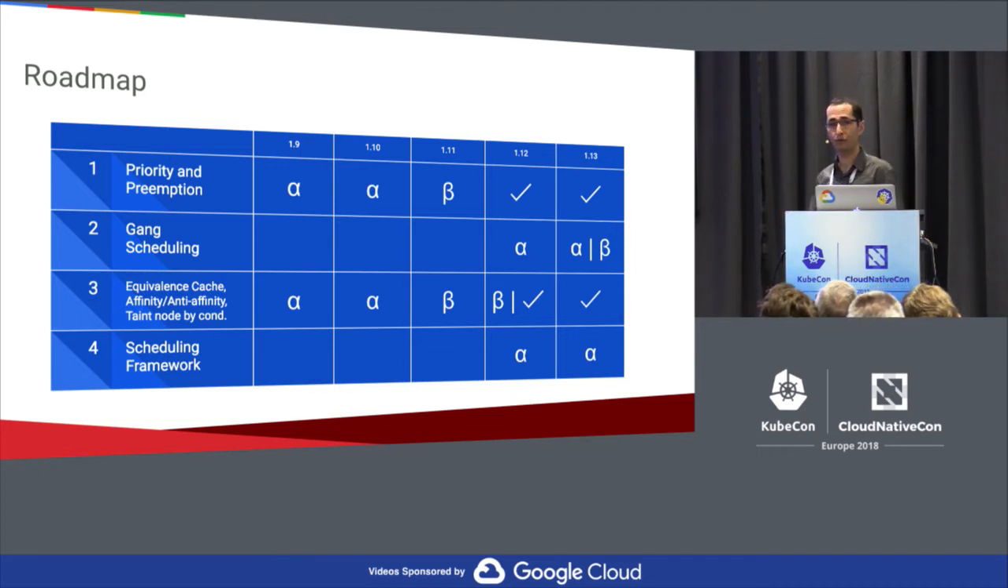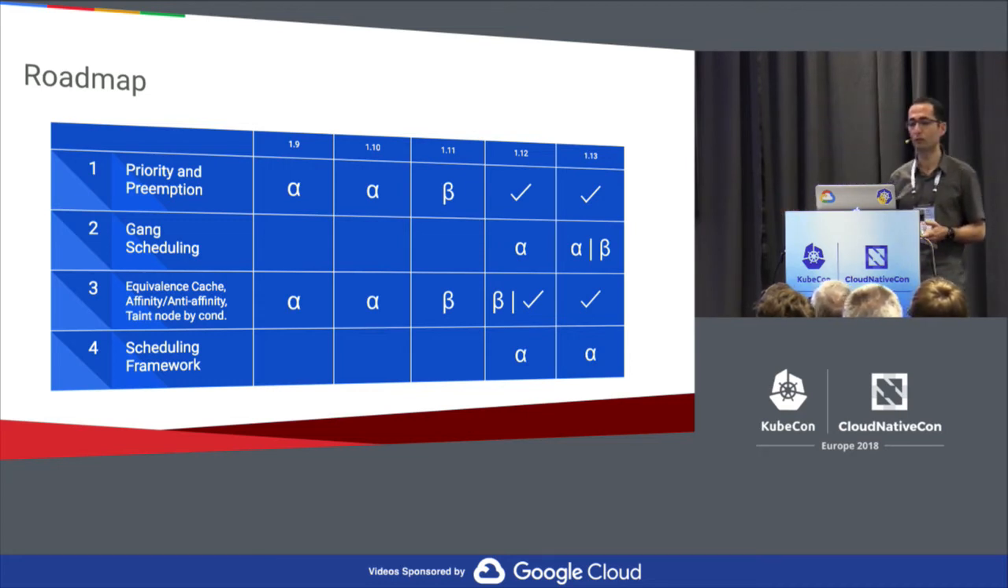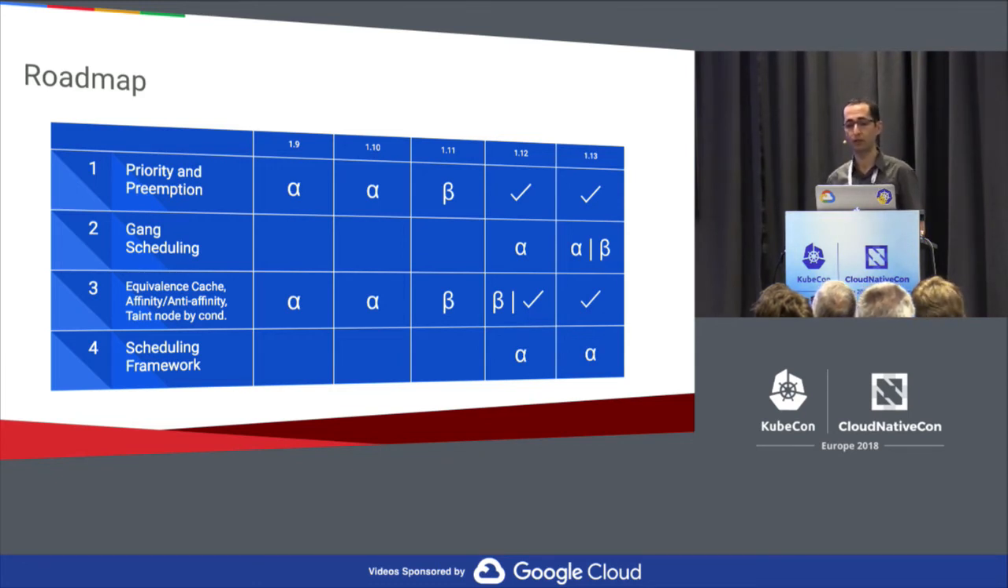There are other performance improvements like equivalence cache, which has been in alpha for a while, and we are moving it to beta in 1.11, which is going to be the next release. Affinity and anti-affinity has been a beta feature. Hopefully we can move it to GA soon. Tainting nodes by condition is another feature which uses taints and tolerations. We are moving those to beta.